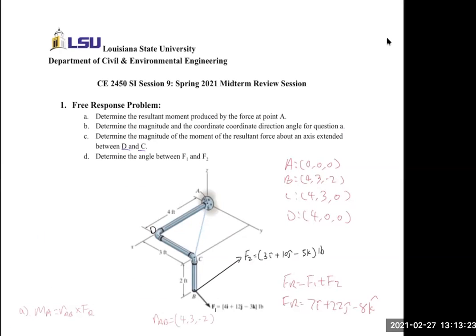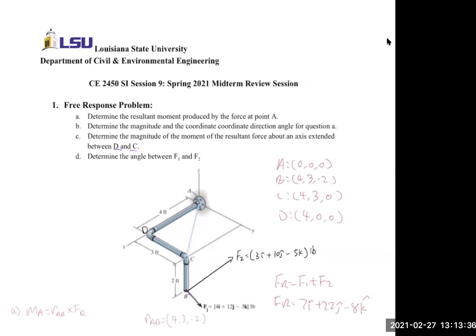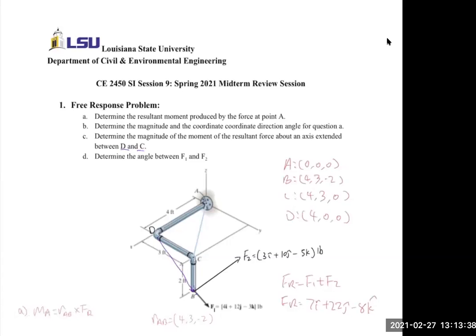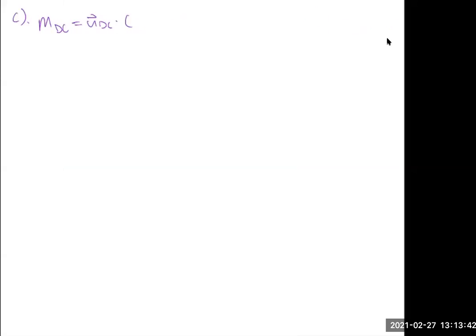So our R can either be from C to B or D to B. So it's from any point on this axis to the point where the force is generated. Okay, so I'm going to do from D to B. So from here to here, but you can also do from C to B. So R DB cross FR.